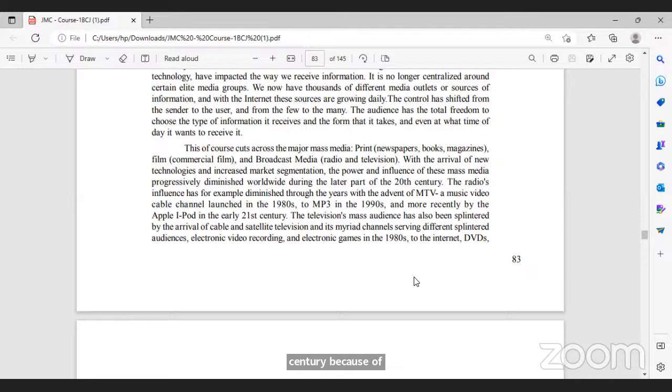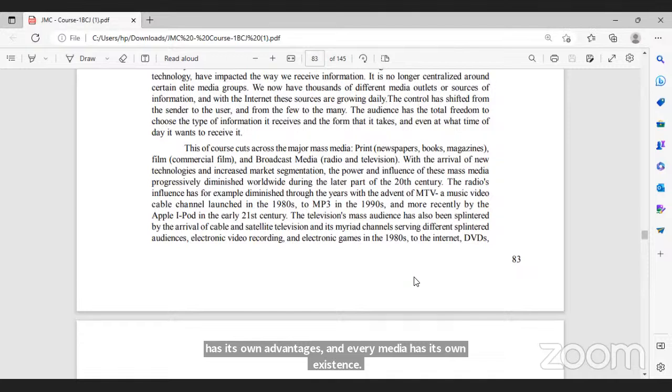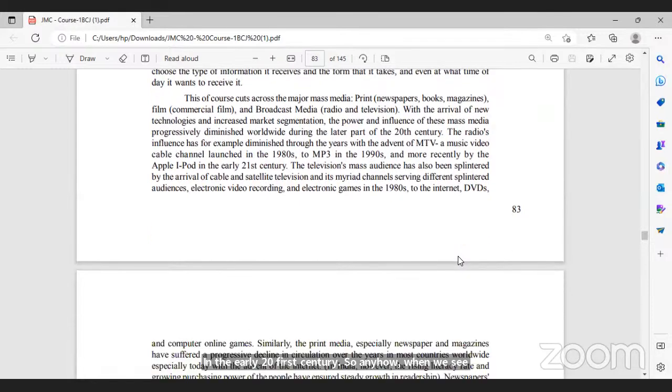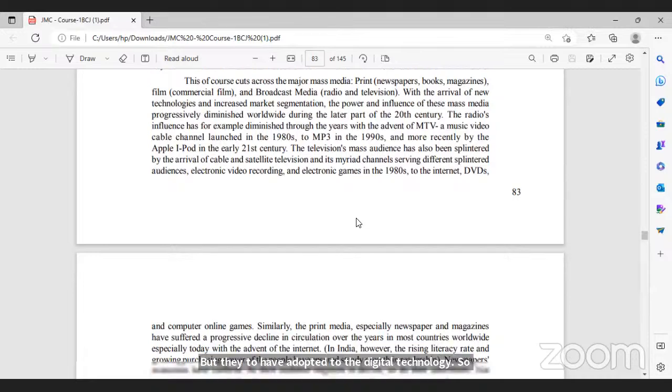But every media has its own advantages and its own existence. The radio's influence has, for example, diminished through the years with the advent of MTV, a music video cable channel launched in the 1980s, then MP3 in the 1990s, and more recently the Apple iPod in the early 21st century. Anyhow, traditional media like print might have lost some significance, but they too have adapted to digital technologies. So it's a horizontal way of reaching people.